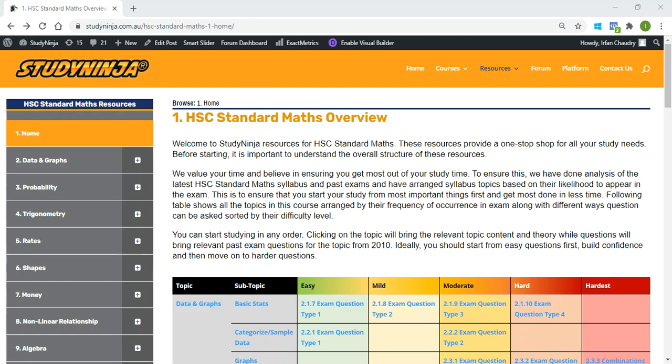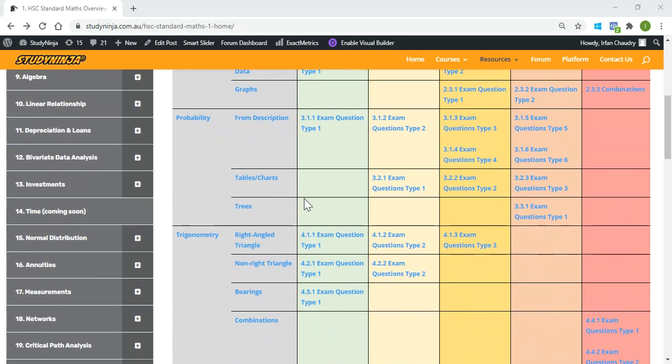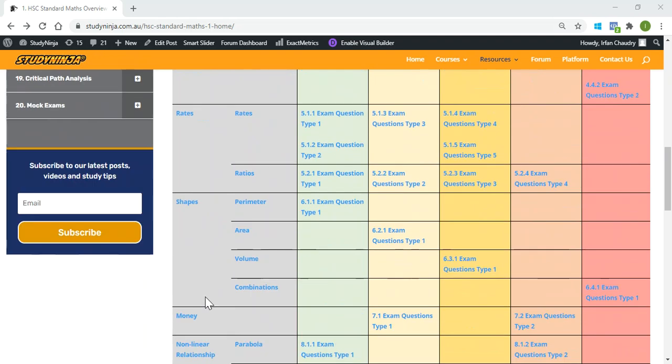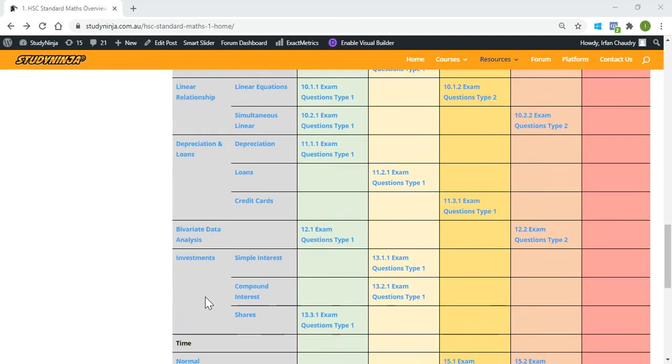Hello everyone again. Today's video is about question number 21 from 2019 Standard Maths exam. This question came from the topic of investments, which is topic 13 in our study matrix on StudyNinja website. So we go to investments, and this one was related to dividend and shares. And generally these kind of questions are the easy ones.